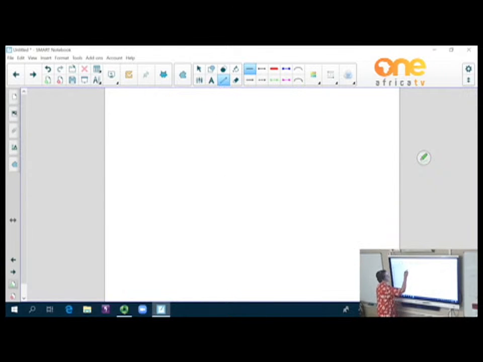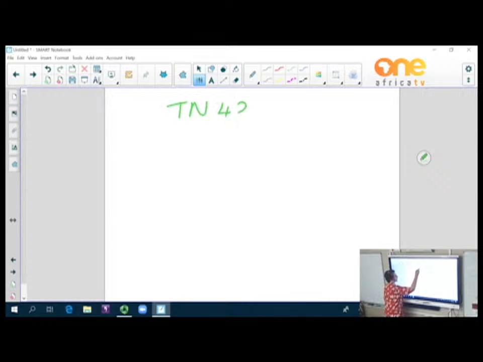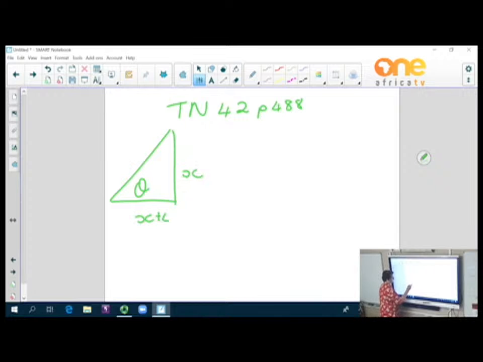Okay, so now we're looking at Try Now 42 on page 488. You have a right angle triangle there. This side is x plus 4, and actually this side there is y. It starts by saying the area of the triangle, so that is what you should work with.